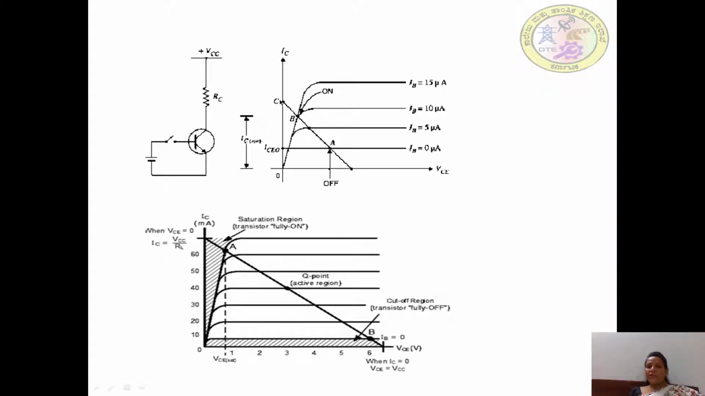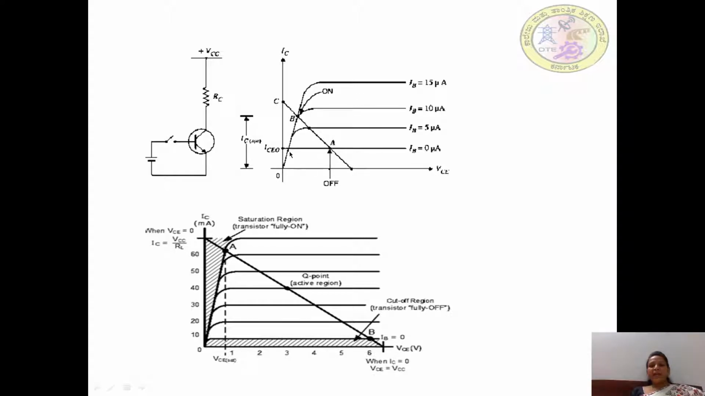So we have to locate 2 points on the IC and VCE axes. This point IC is the maximum IC, which is equal to VCC by RC. So you locate 1 point C on IC. And when IC is equal to 0, when there is no bias to the emitter base junction, IC current will be 0. In that situation, VCE is equal to VCC. So you have this point. When you join these 2 points with the help of a straight line, you will have this DC load line.